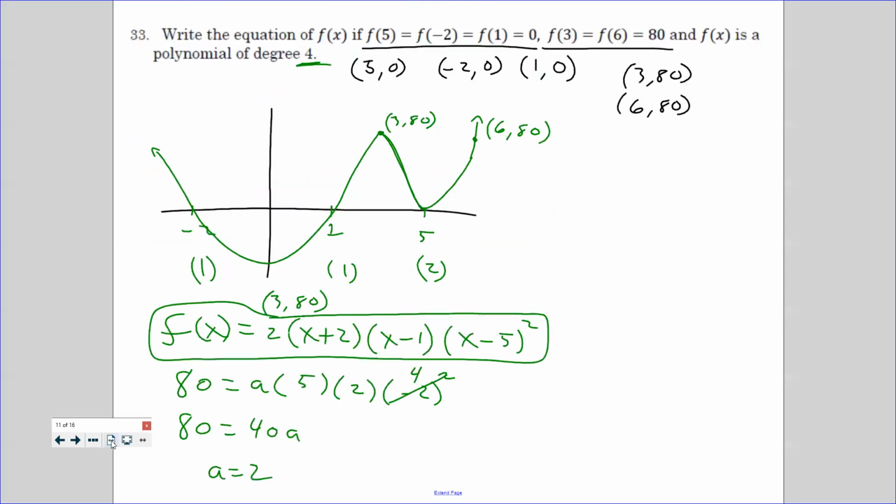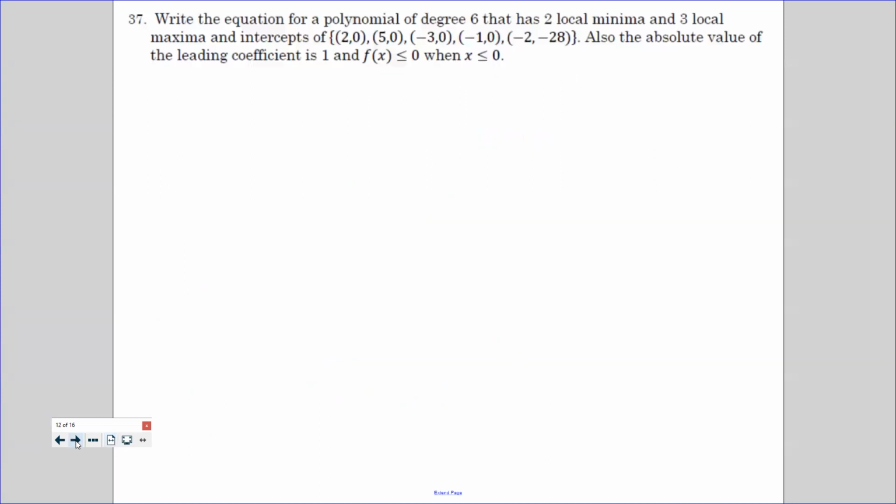All right, so basically, you have to draw your picture, kind of see, well, what am I told? What does that mean about the picture that I'm drawing? And then from there, you can kind of figure out, well, what should my exponents be? And you can go. All right, and the last one I'm going to do is number 37.